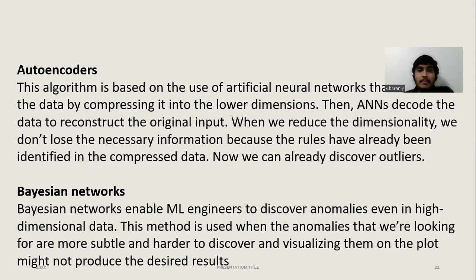Bayesian networks. Bayesian networks enable ML engineers to discover anomalies even in high dimensional data. This method is used when the anomalies that we are looking for are more subtle and harder to discover, and visualizing them on the plot might not produce the desired results.